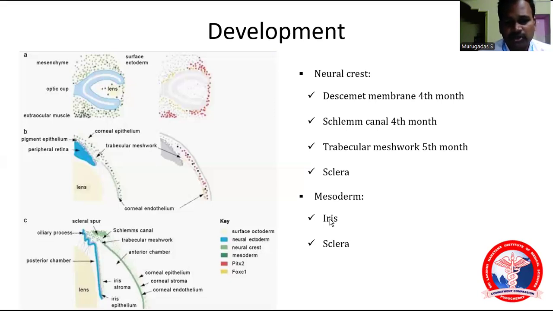Then the iris and sclera are developed from the mesoderm. You can see here during the development of the eye, the optic vesicle turns into the optic cup by the invagination of this optic vesicle. This optic cup is going to develop as the eye. The blue colored double layers seen here are the neurosensory retina and the pigment epithelium of the retina.